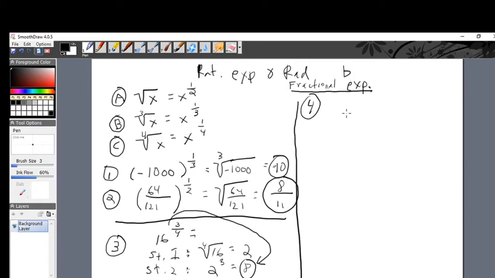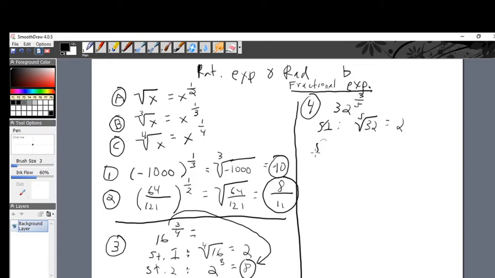It's no big deal. Anyway, here's the question: 32 to the 3/5 power. Okay, step 1, I'll call it S1. Step 1, I take the 5th root of 32. What is the 5th root of 32?